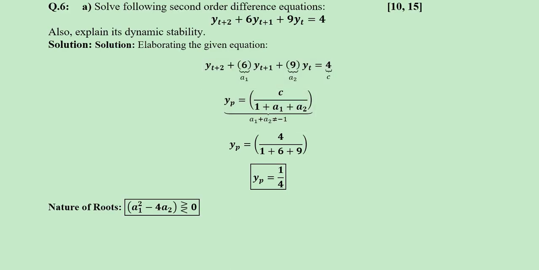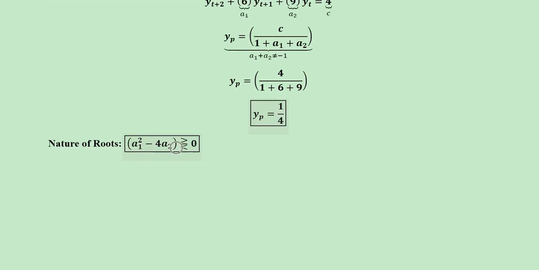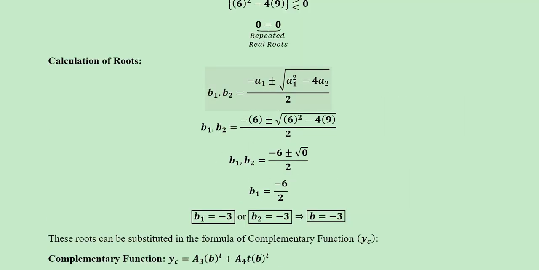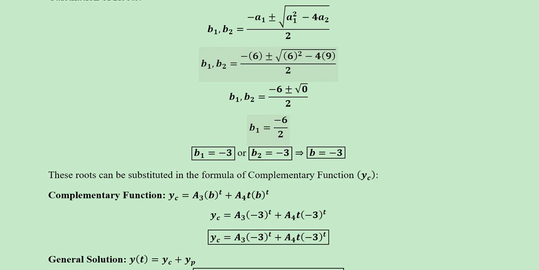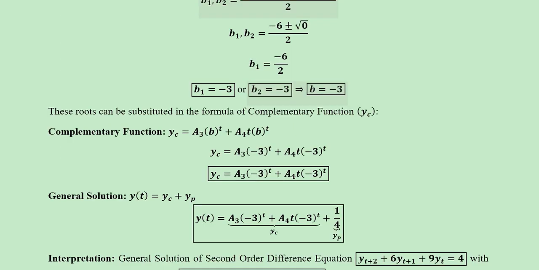So the next question requires us to solve the higher order difference equations, and the order is 2 in this case. We extract the values a1, a2, and c, and now we see that the sum of a1 and a2 is not equal to -1, so we can use this formula, which will allow us to get the value of yp, which is 1/4. The nature of roots needs to be determined, and for that we have found the discriminant part, and it is giving a value equal to 0, which shows that there are repeated real roots. And here you can see we have found those roots that are equal to -3 in both of the cases. So collectively we can call them B.